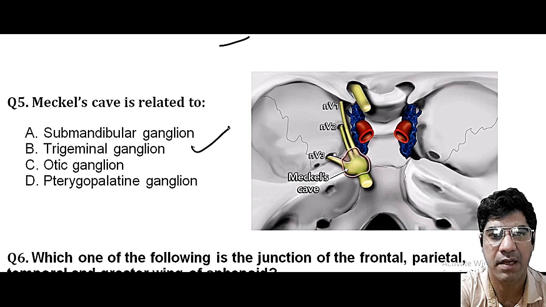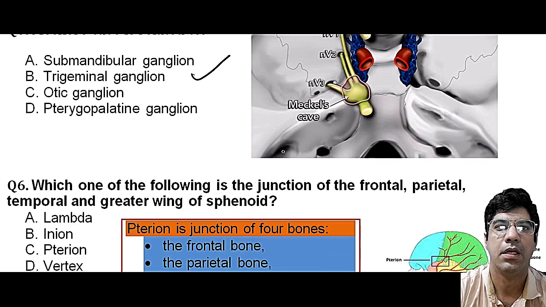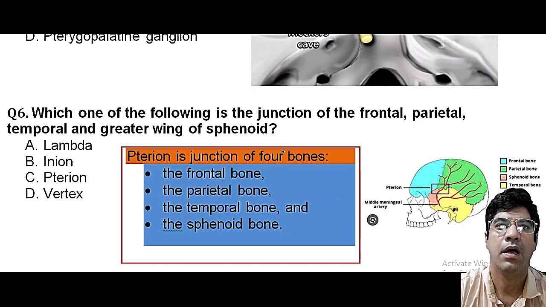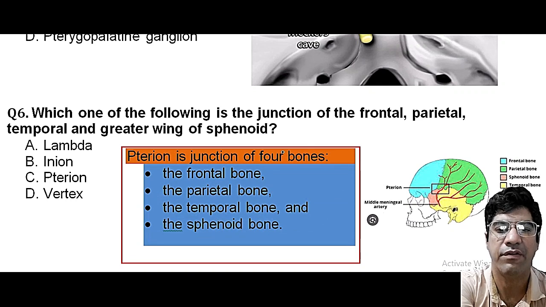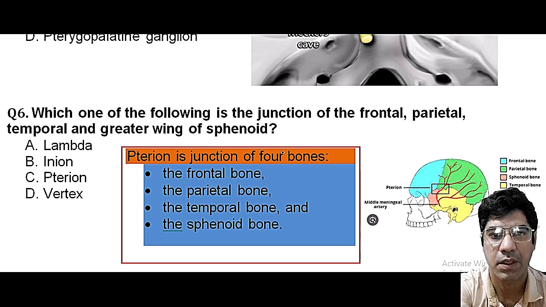So answer is clear, already discussed. Answer is B. Which of the following is the junction of frontal, parietal, temporal and greater wing of sphenoid bone? Well, the answer is pterion.